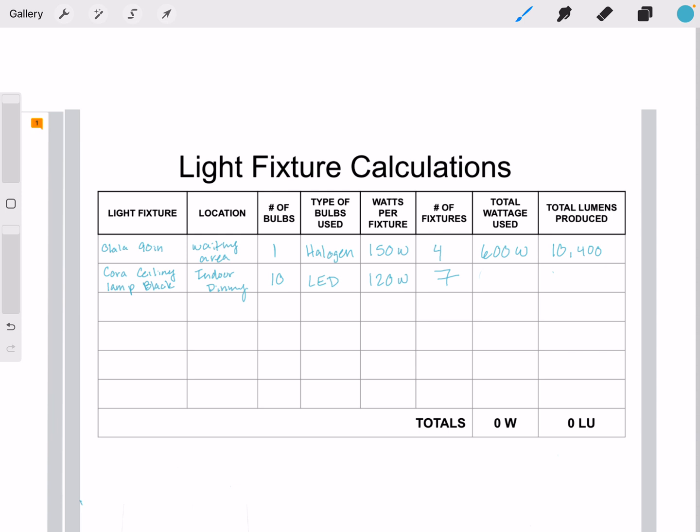So we are now going to be looking at slide number 11 on your project proposal, and I'm going to walk you through how to calculate lumens and wattage for your restaurants.